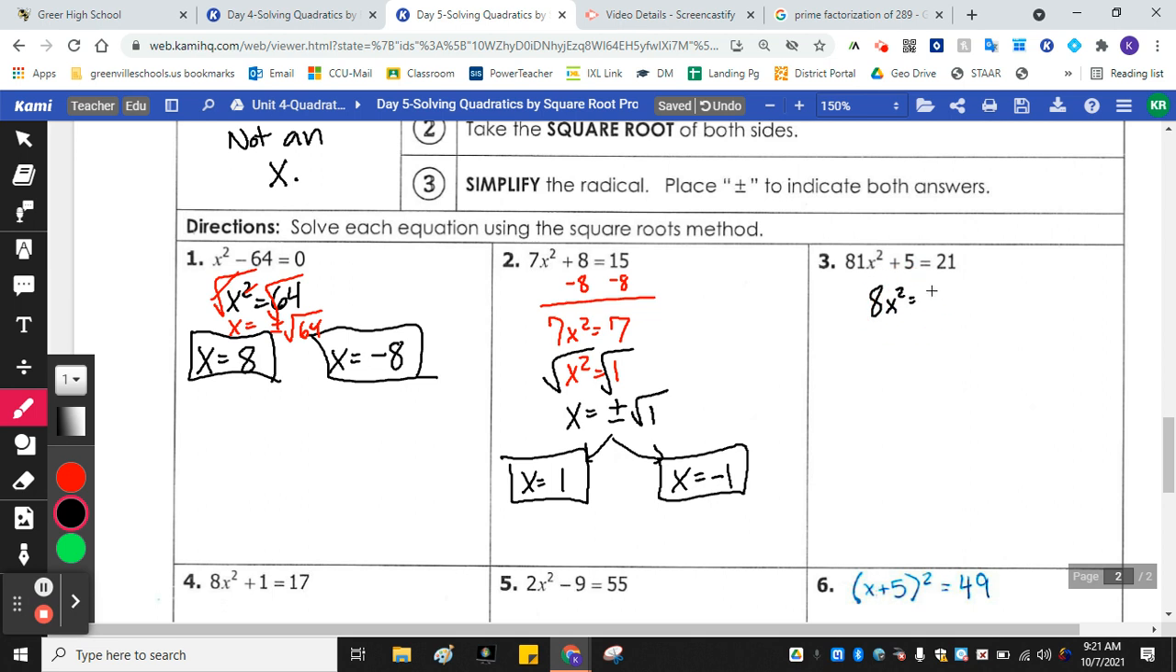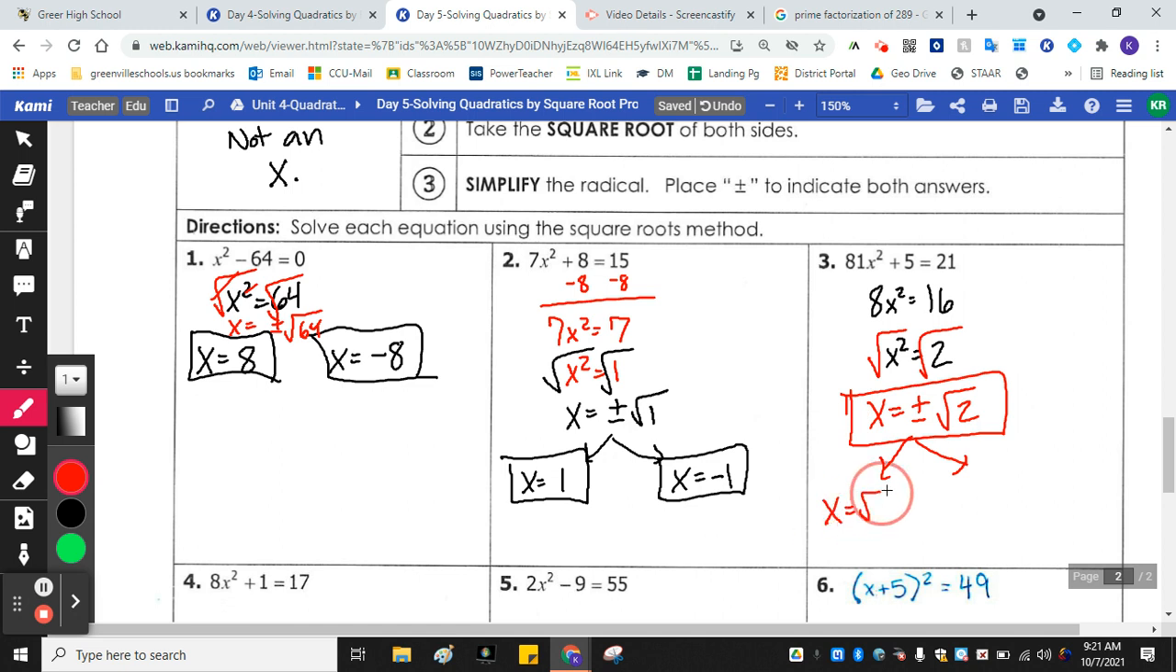Subtract over your 5. It's 16. Divide over by 8. 16 divided by 8 is 2. Take the square root of both sides. When you take the square root, don't forget plus or minus. This is 2 answers. I just want to keep writing it as plus or minus so you see that you have 2 answers here. X equals positive square root of 2 and negative square root of 2.